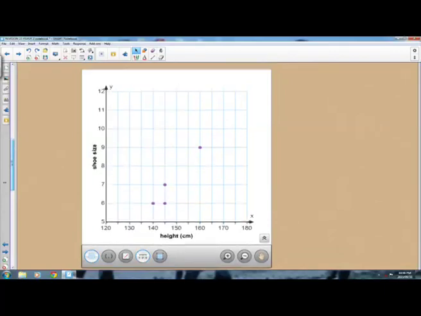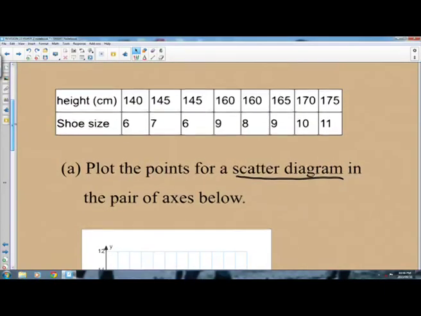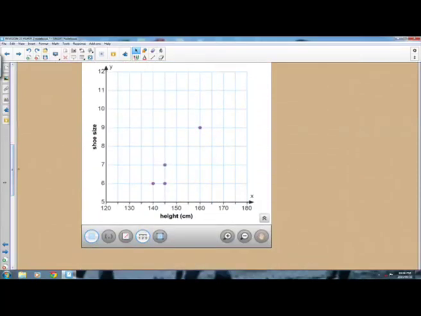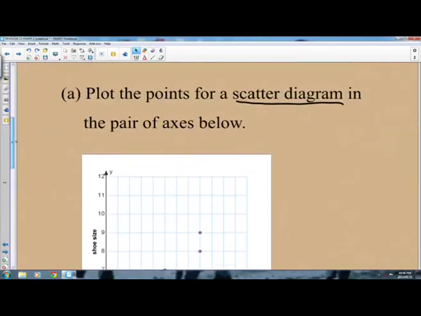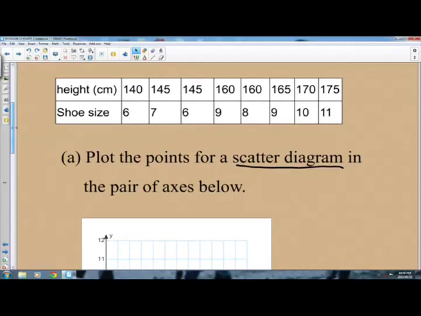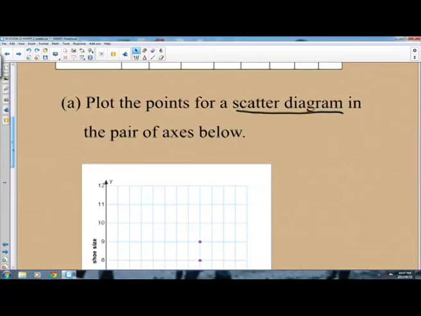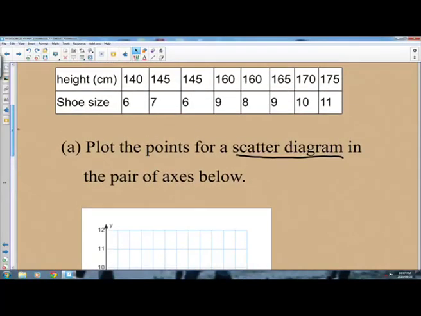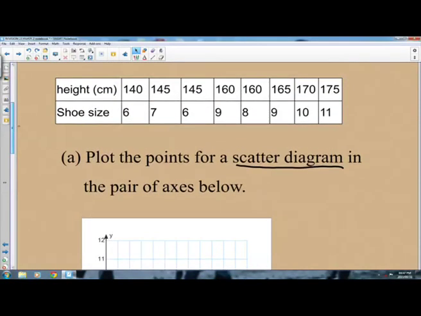The next point, 160 along the x-axis, 8 up. So the point is here. And then the next point, 165, 9. So let's plot the point 165, 9. 165 is here and then 9 is here. We need to check. That is 165, 9. Okay.